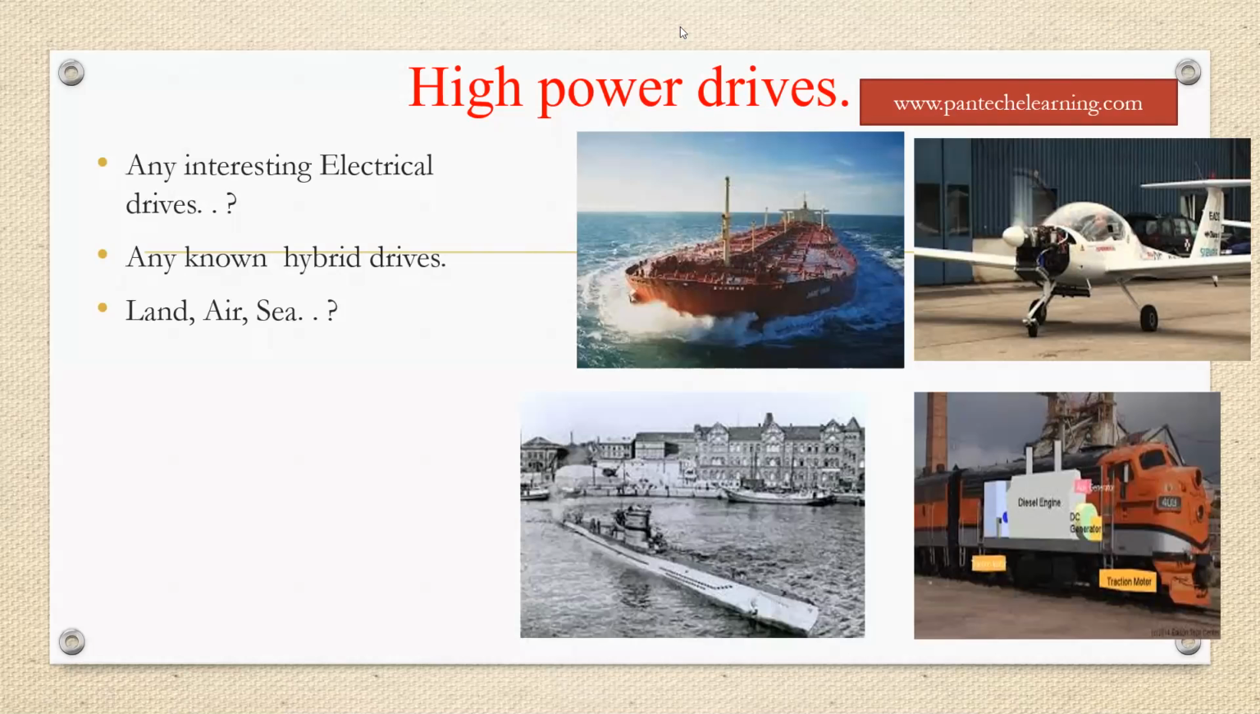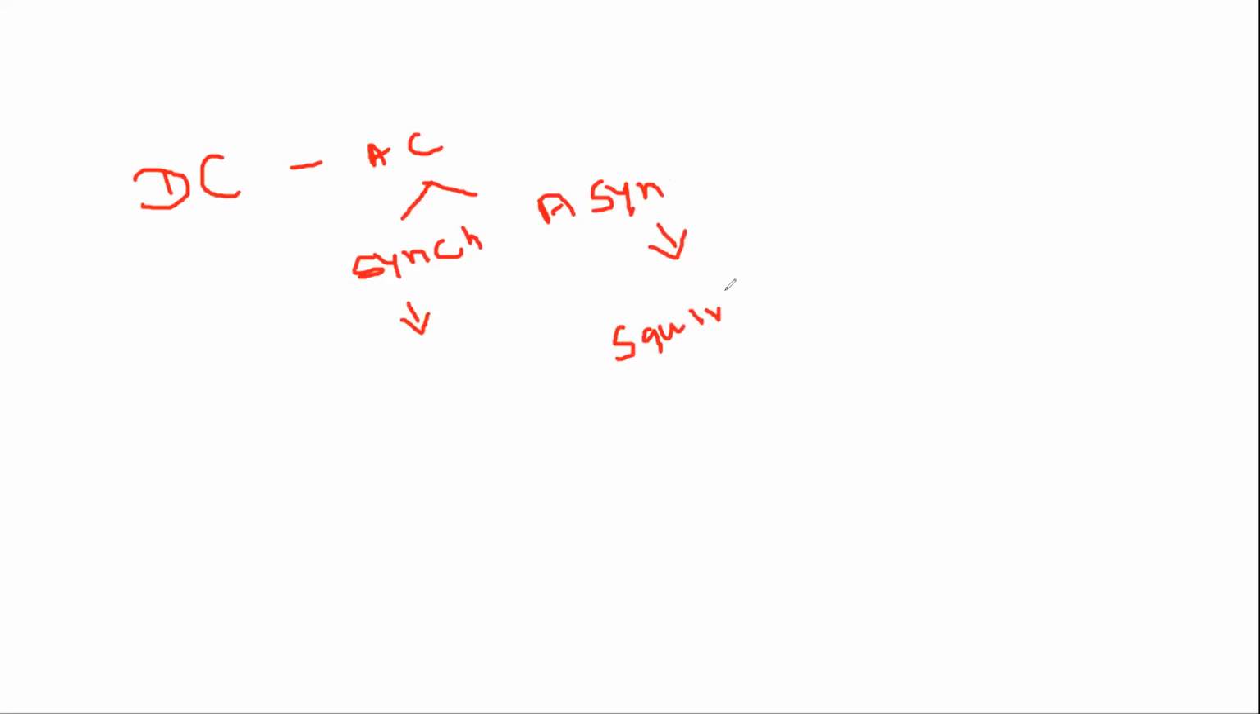Now you can see here, we have DC machines and AC machines. In AC, again we have synchronous and asynchronous machines. The difference is that synchronous machines run with constant speed, and asynchronous machines again have two types: squirrel cage type induction motor and slip ring type motors, right?